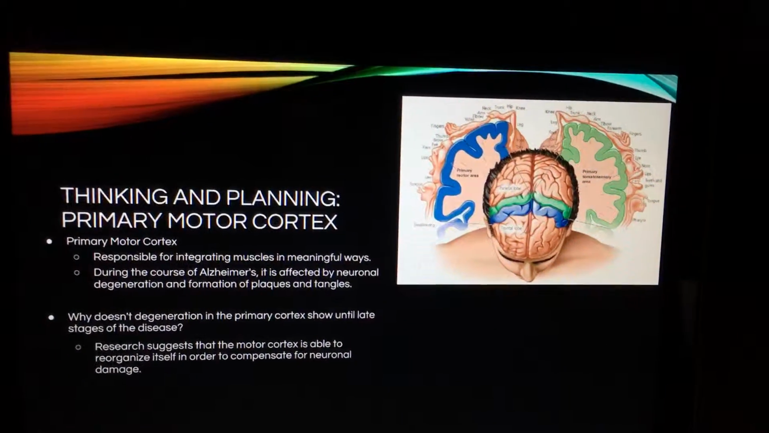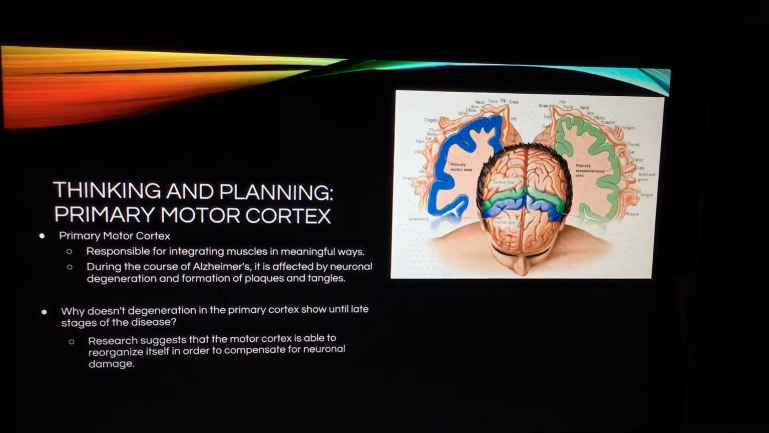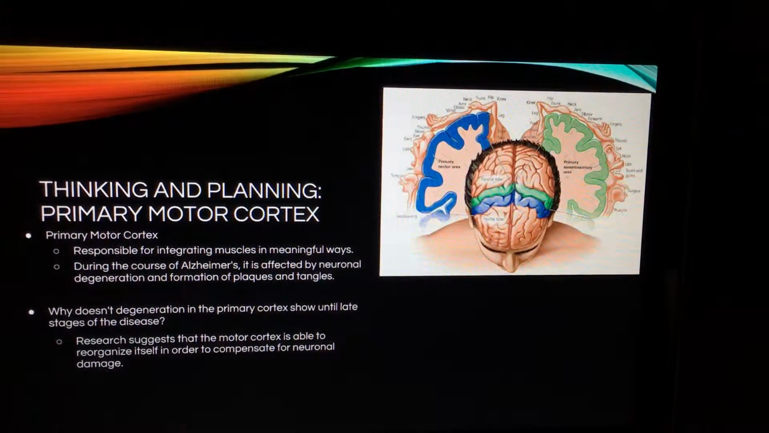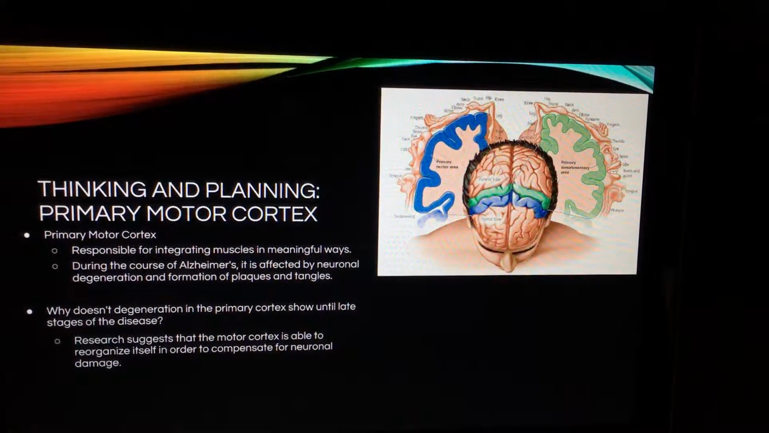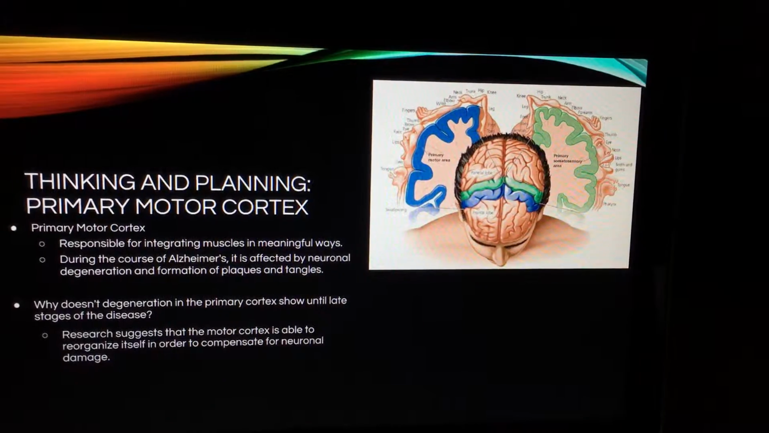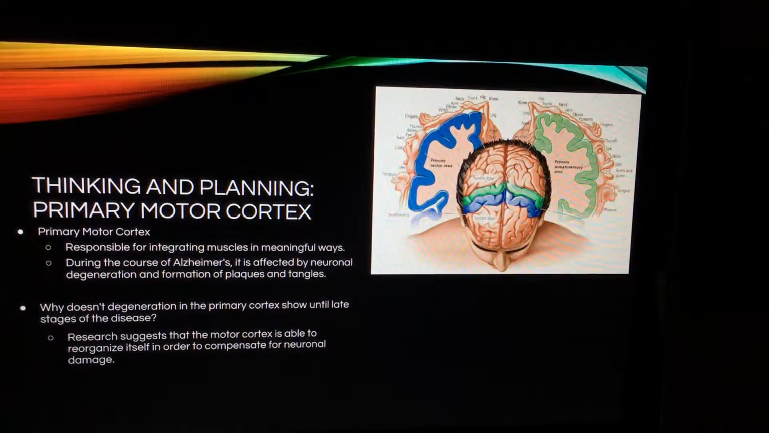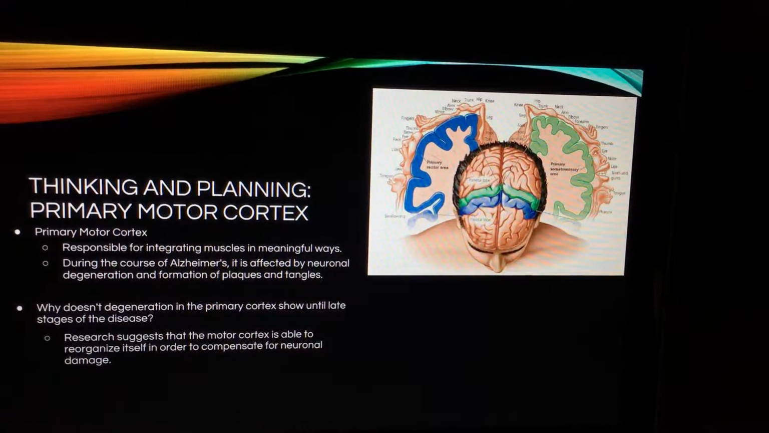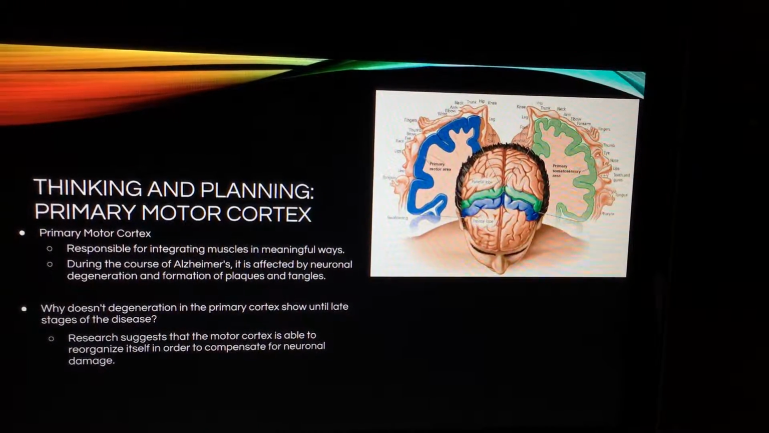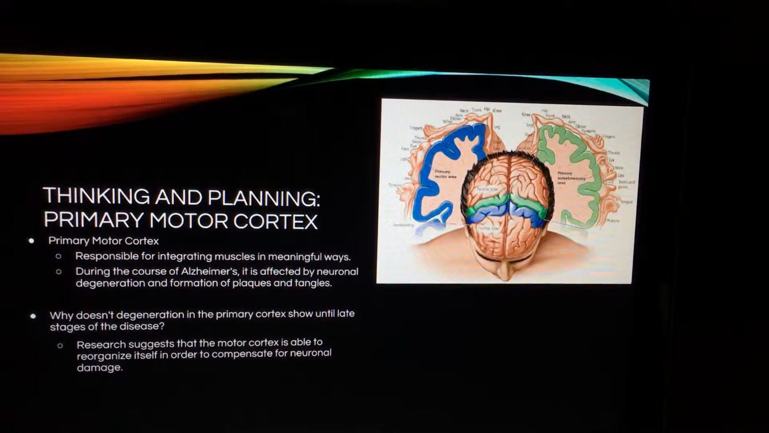Primary motor cortex is responsible for integrating muscles in meaningful ways. During the course of Alzheimer's, though, it is affected by neuronal degeneration and formation of plaques and tangles. Why doesn't degeneration in the primary cortex show until late stages of the disease? Research suggests that the motor cortex is able to reorganize itself in order to compensate for neuronal damage.